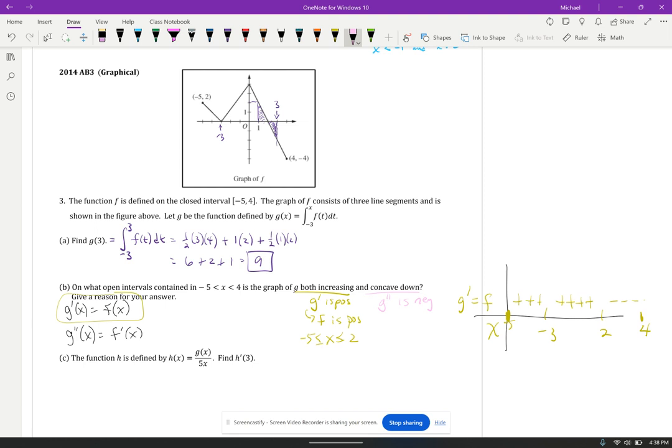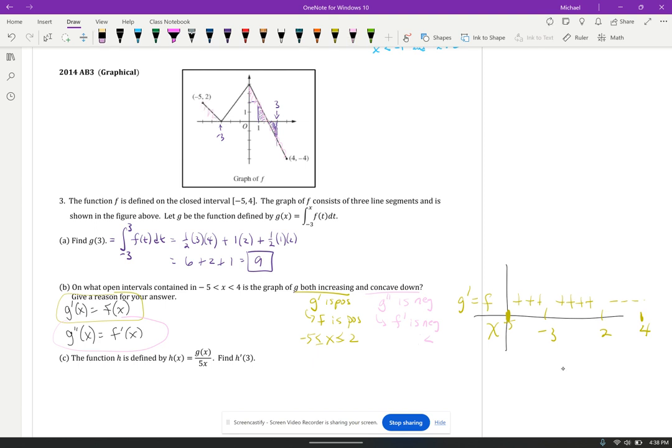Second part, we're looking to see where the second derivative of g is negative. But the second derivative of g, we said, is the first derivative of f. And I want to know where f prime is negative. But I'm given the graph of f. So f prime would be the slopes. And that's going to happen for x values that are between 0. That would be negative slopes here and also negative slopes here.